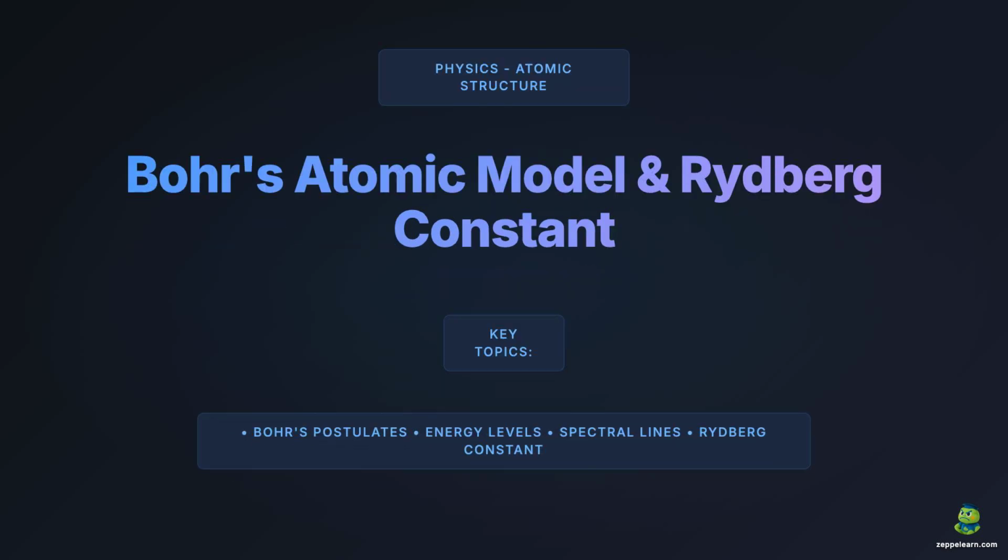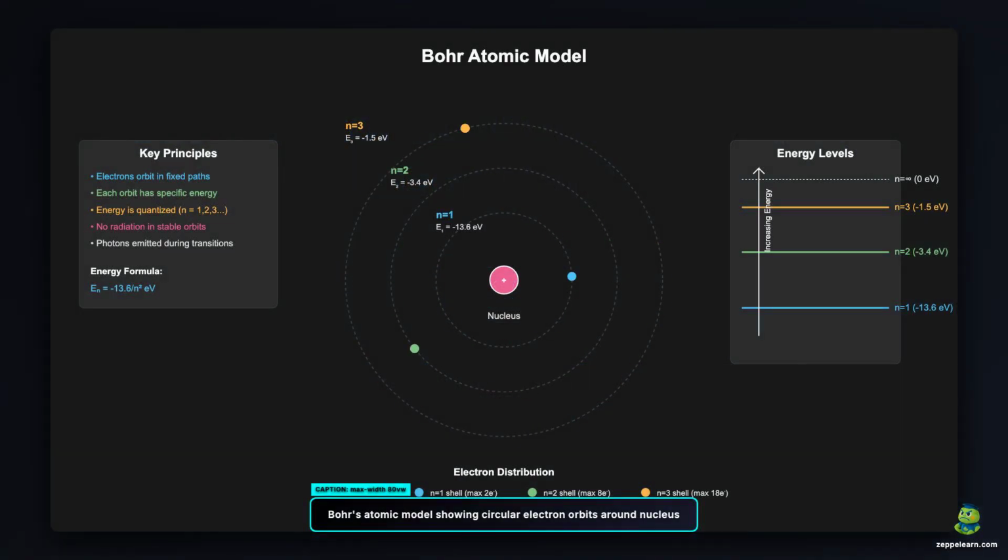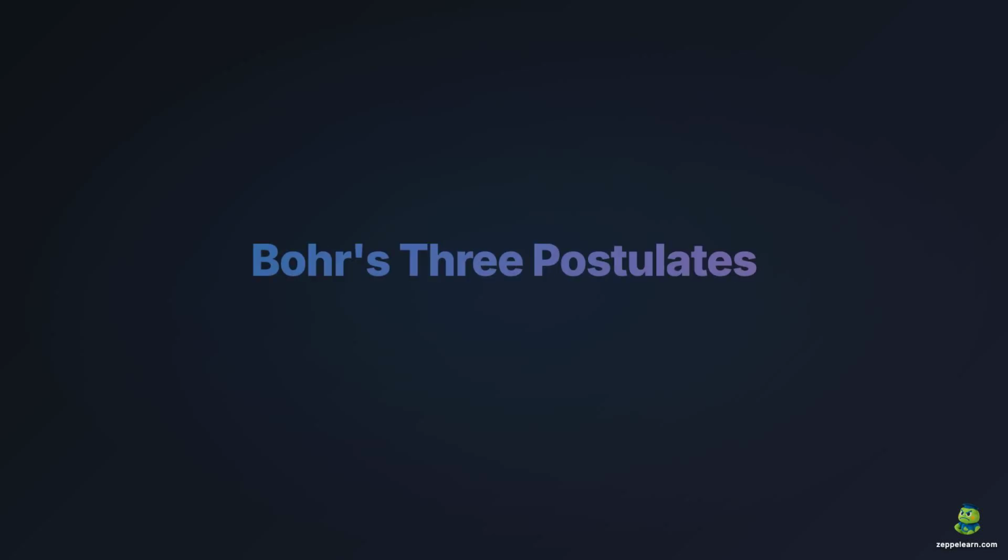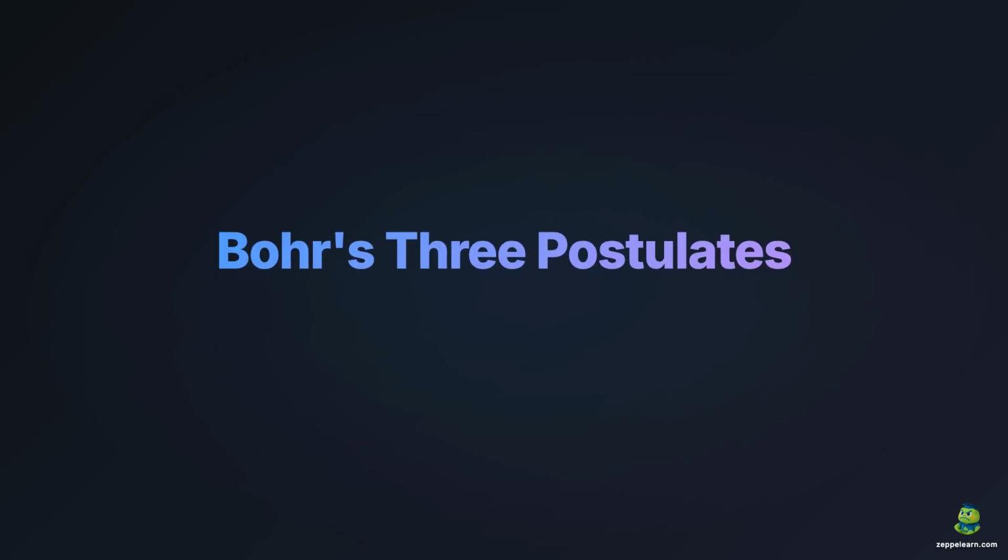We'll cover Bohr's postulates, energy quantization, electron transitions, and how this leads to the famous Rydberg constant. This diagram shows Bohr's model with electrons moving in fixed circular orbits around the nucleus, each orbit corresponding to a specific energy level. Bohr made three revolutionary postulates that changed our understanding of atomic structure forever.